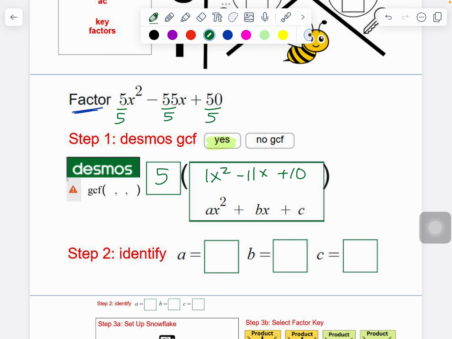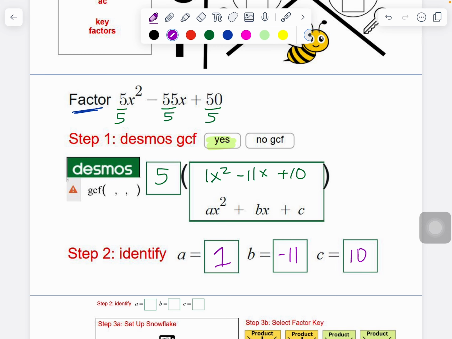Now, if you look right here, that gives us our A. A is whatever number is connected to x squared, which in this case is going to be a 1. So A is 1. B is whatever number is connected to that x right there. So in this case, B is negative 11. And C is whatever number is by itself, the constant. So our C is positive 10.